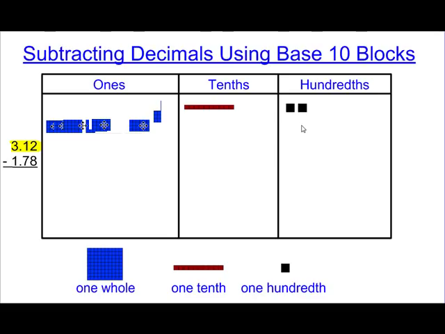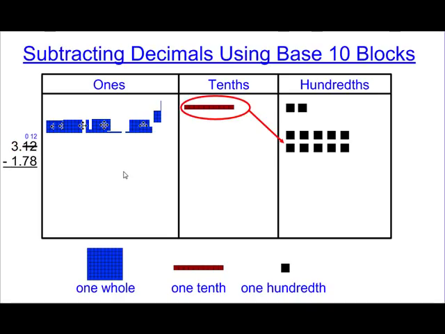So, we have to subtract 1 and 78/100ths. However, first what I'm going to do is look at the hundredths column. 2 hundredths subtract 8 hundredths. Well, I don't have enough hundredths in my first number to do that. So, what I want to do is trade 1/10 for 10 hundredths so that I would be able to do the subtraction.